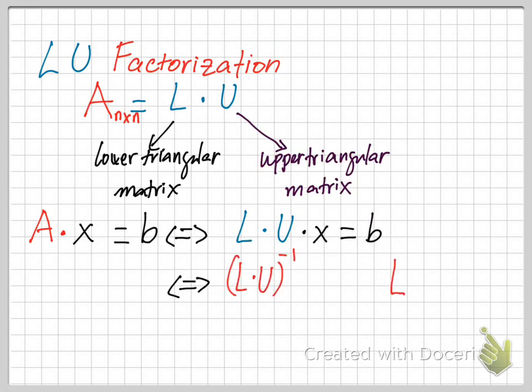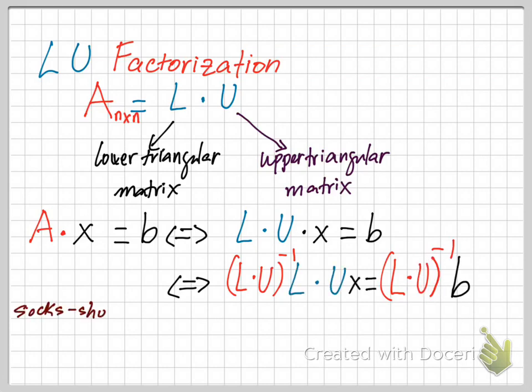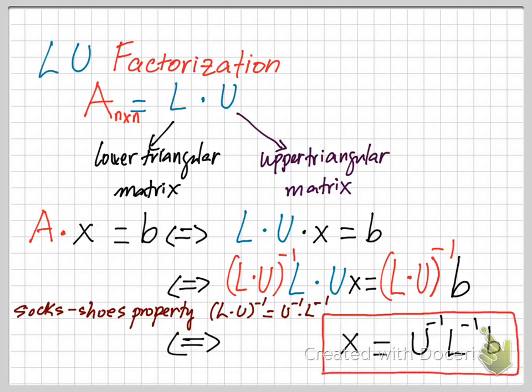And then in order to solve for X, we multiply the inverse matrix of L times U to both sides of the equation, and we can use the socks-shoes property to find the inverse of L times U, which equals the inverse of U times the inverse of L. So then we get the solution X equals the inverse of U times the inverse of L times B.